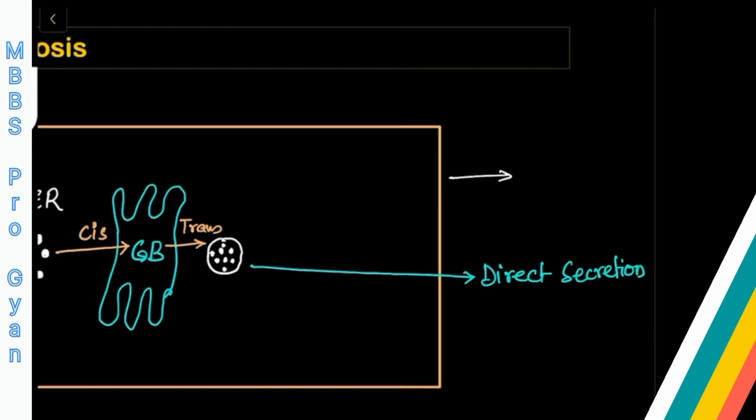This kind of exocytosis is known as constitutive exocytosis. This kind of secretion is known as constitutive. Always the secretion is going on. Whenever the vesicle is formed, the secretion is going on.